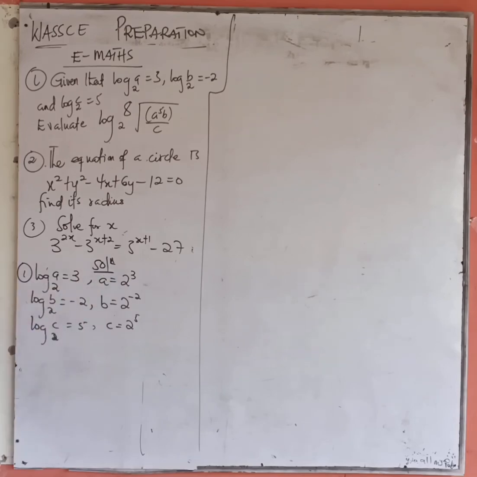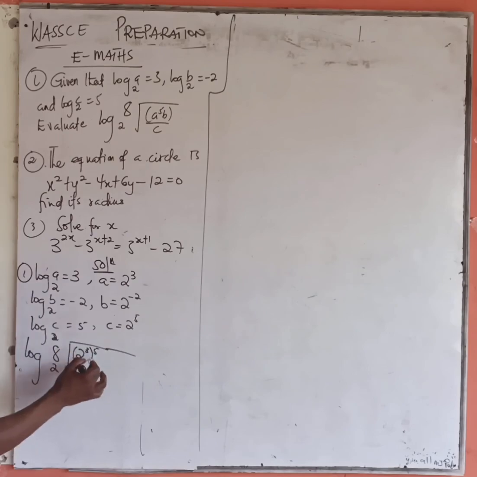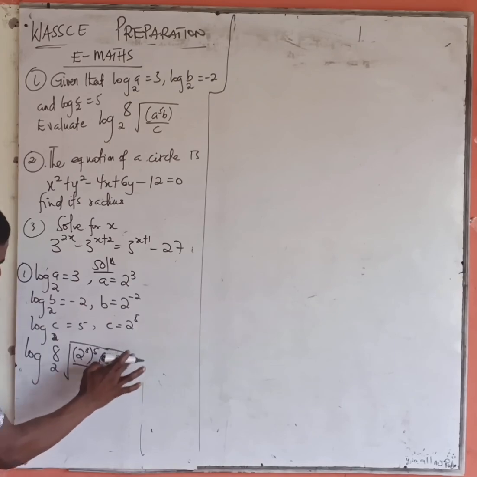So I do substitution. I substitute a, b, and c into the main question. So I now have log 8 base 2. I know the value of a to be 2 power 3. But remember, the a itself is being raised to the power 5. And then I know the value of b as 2 power negative 2 all over 2 power 5, sorry, c is 2 power 5.